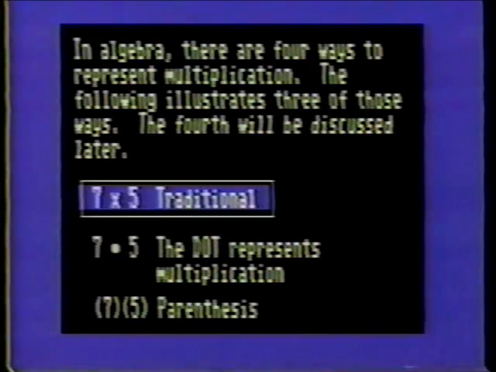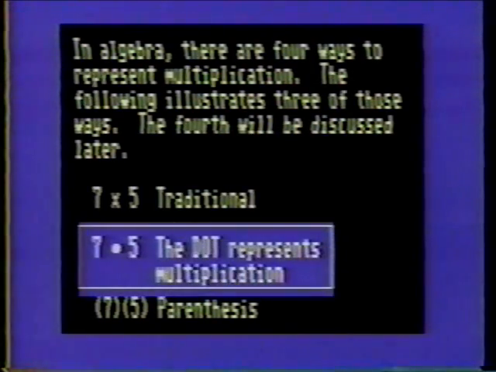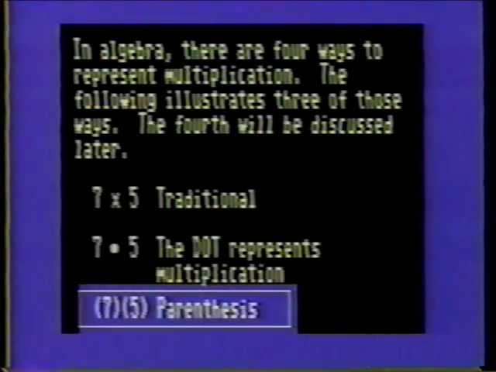Note, the first example is the traditional method, 7 times 5 using an x. Next, a dot is used to represent multiplication. In the last example, parentheses are used to represent multiplication. Although x is a valid way to represent multiplication, it is rarely used in algebra. The reason for its omission will be obvious as your study of algebra continues. The next task we face is multiplying signed integers.